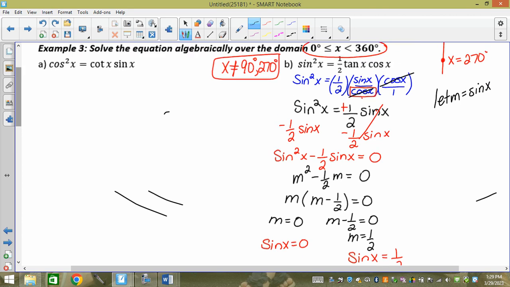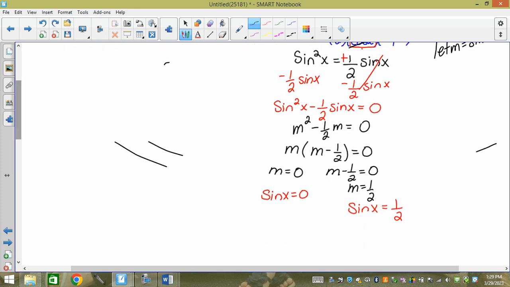Now we go back here and look at my domain. Okay, my domain is in degrees. 0 is included. If I get the answer 360, am I allowed to keep it? No, not included. You see, it's just less than 360, not equal to it. Okay, where does sine x equal 0? 0, 180, and 360. What's the catch? No 360. Because my domain didn't include it. You have to watch those endpoints. Those restricted domains, you have to watch the endpoints. Is it inclusive or not? Is there an equal sign or not?